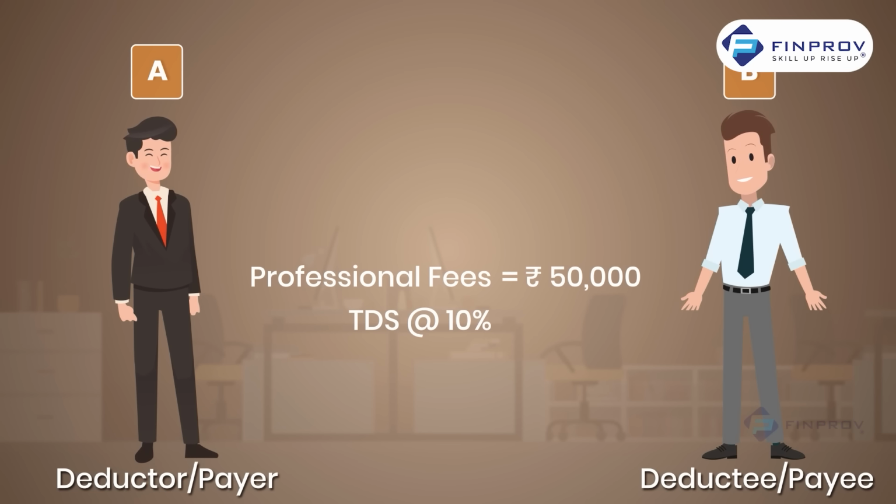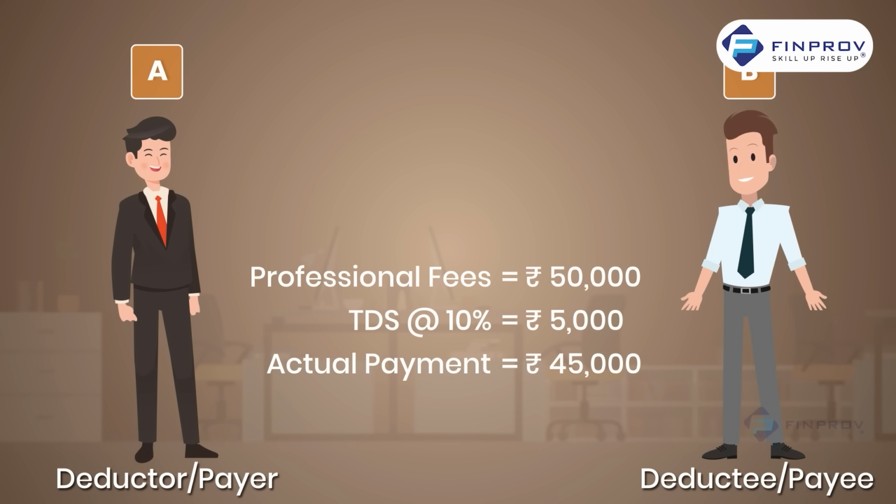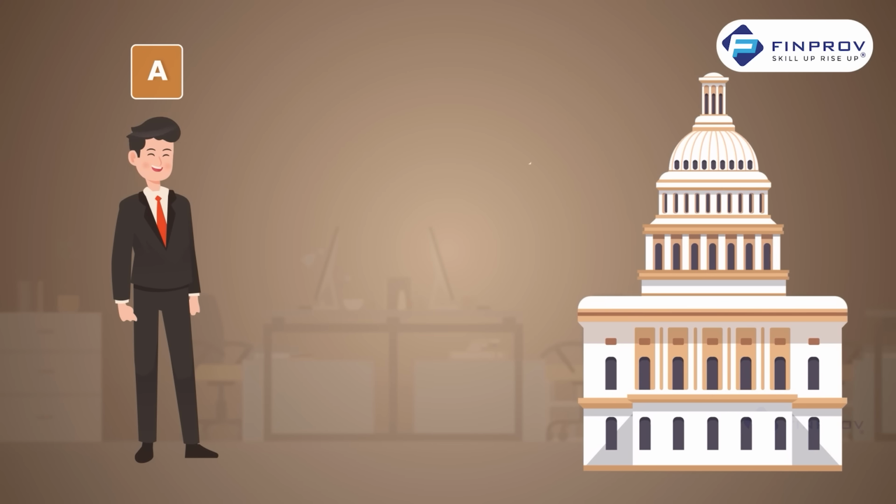10% TDS is deductible in this case. Now A has to make a payment of rupees 50,000 to B for professional fees. While making this payment, A will reduce 10%, that is 5,000 rupees as TDS or tax and pay the balance 45,000 to B. A will then pay this 5,000 rupees to the government on behalf of B. Now when B files his income tax return during the assessment year, he can claim the credit for rupees 5,000.